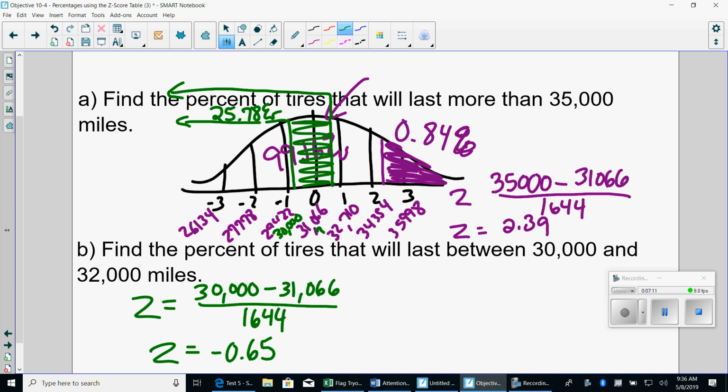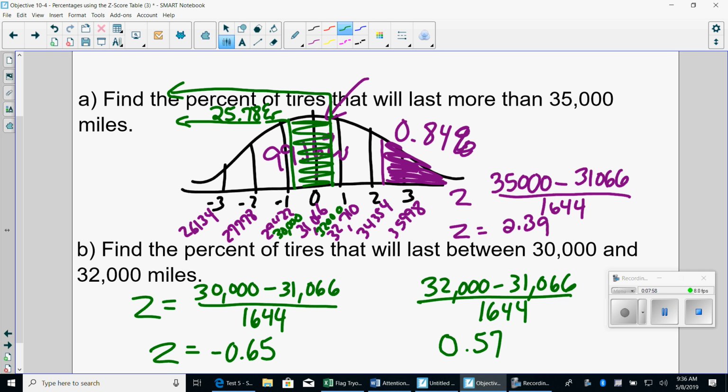So we're going to go to 32,000 and we're going to find our z-score. So 32,000 minus 31,066 divided by 1644. Find me the z-score of that. 1,044 divided by 1644. 0.56. I hear one for 0.57. Yeah. Do we agree? 0.57. Are you with me so far?